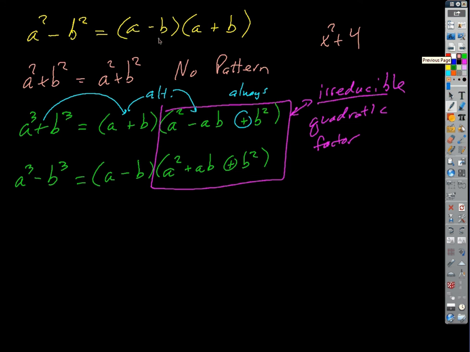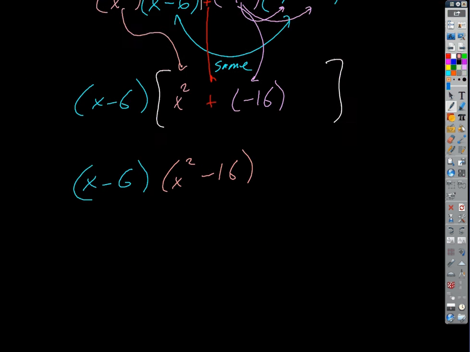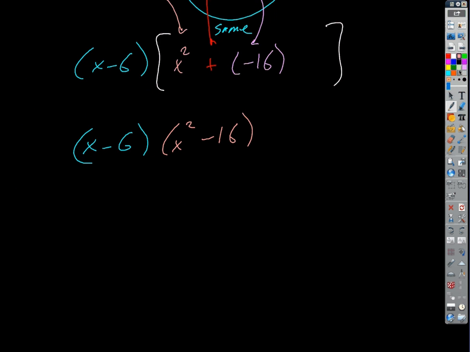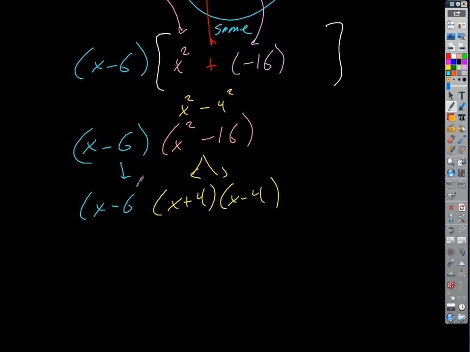Right, but if I look at this example, look, I've got x squared. How could I write 16 as something squared? 4 squared. Yeah, so this is really just x squared minus 4 squared, right? And so that would break apart into x plus 4 times x minus 4. And then I've already got this x minus 6 out front, right?